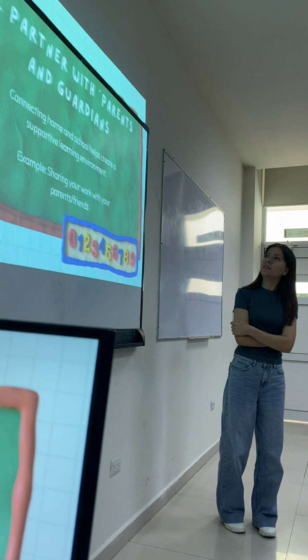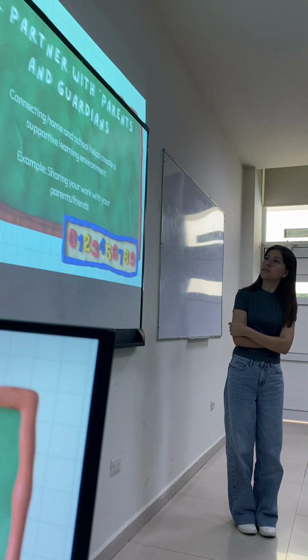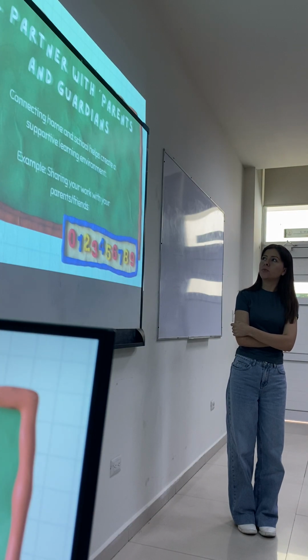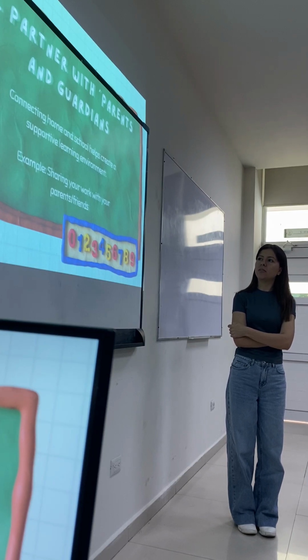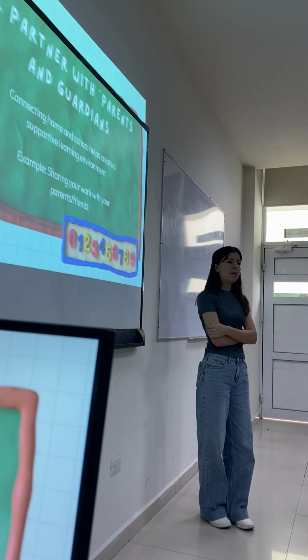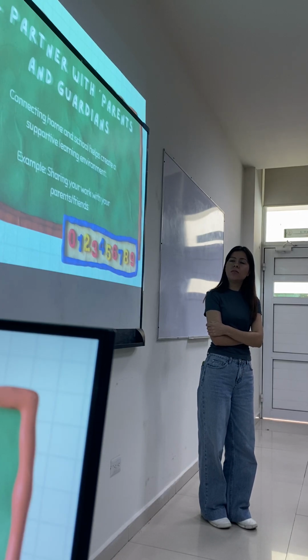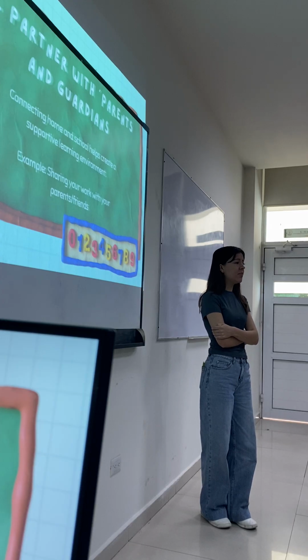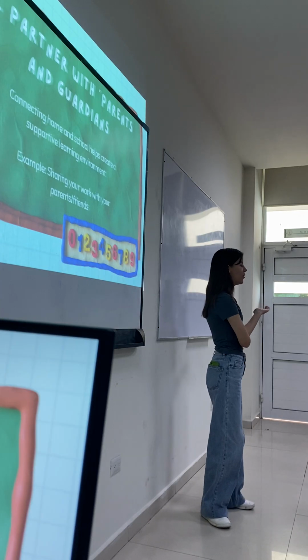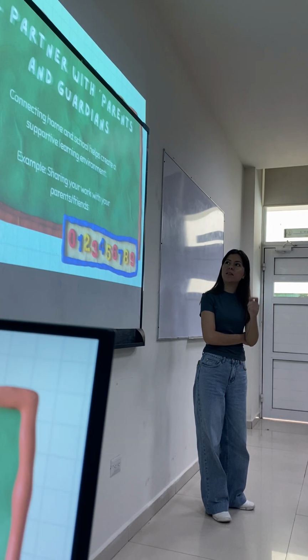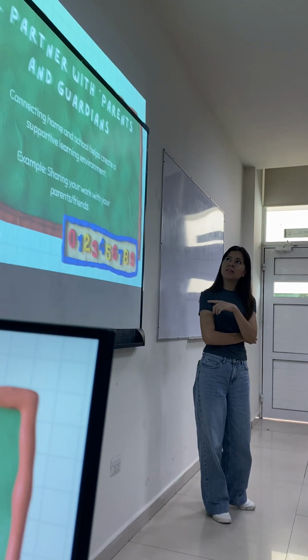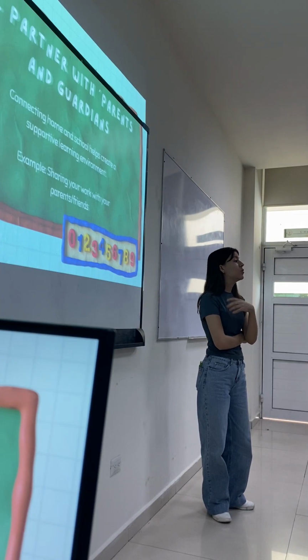And the last one is partner with parents and guardians. This is connecting home and school, which helps to create a supportive learning environment. And it can be, for example, when you share your work with your parents or friends, they are excited. What did you do in the class? And I don't know, to me it's important, and I feel so happy when I did something here, for example in my practice, and I share with the others, or I made this with the students, with the teacher, etc. So it can be a good example because you are applying your emotions.